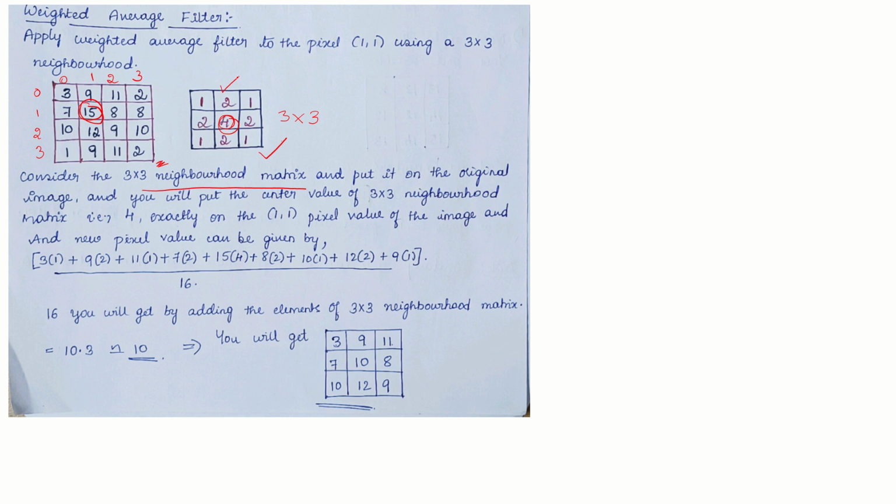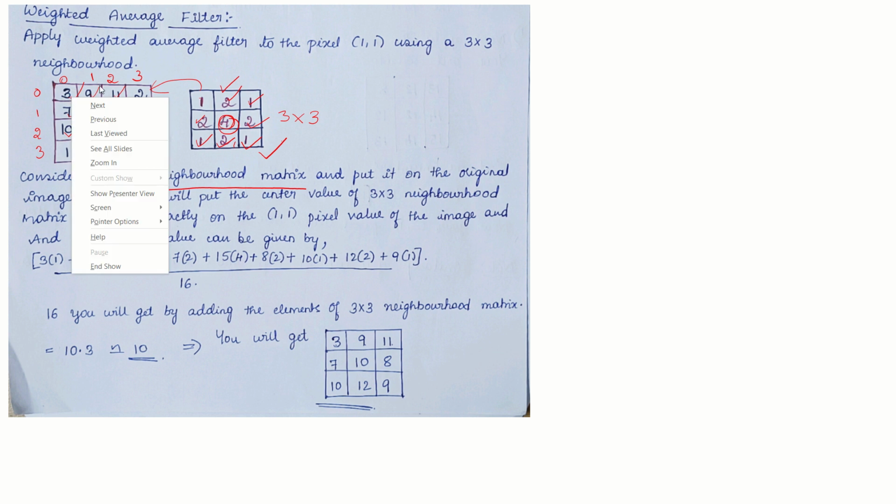If I place this on my input image, I have to make sure that this 4 is exactly on my 15 value, this 1 comma 1. Then this 3 will be on my 3, this 2 will be on my 9, my 1 will be on my 11, this 2 will be on my 7, 4 will be on my 15, this 2 will be on my 8, 1 will be on my 10, 2 will be on my 12, and 1 will be on my 9. So here also I have to perform this multiplication and later addition.